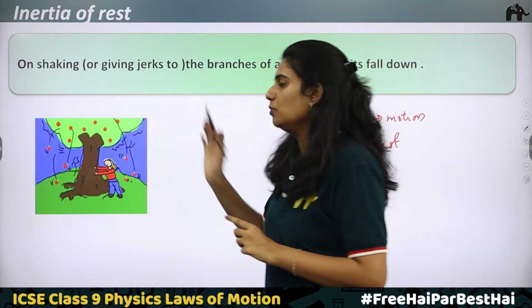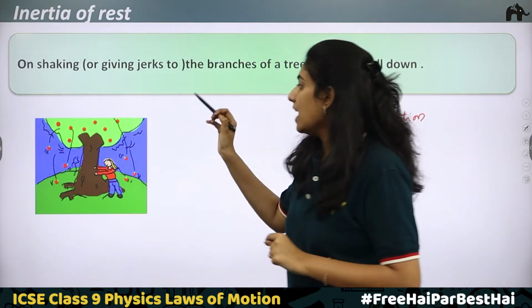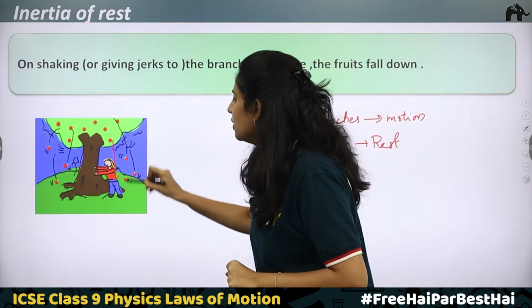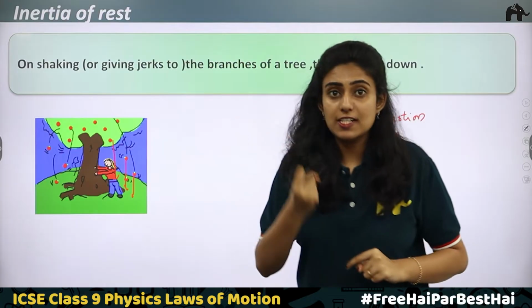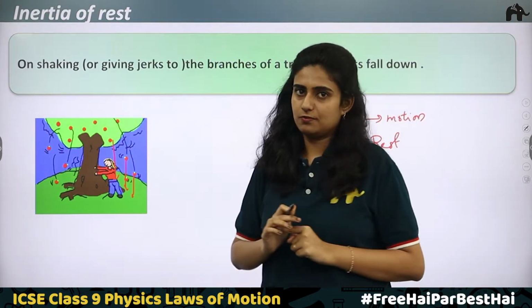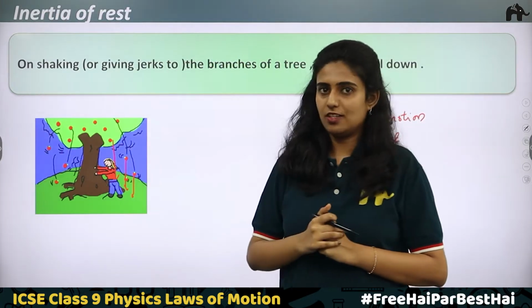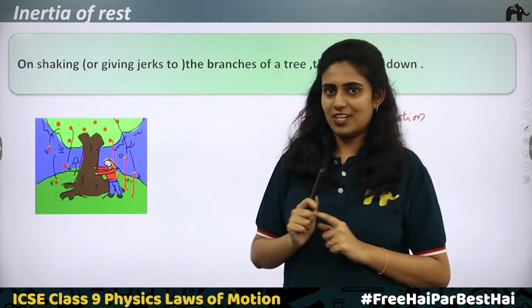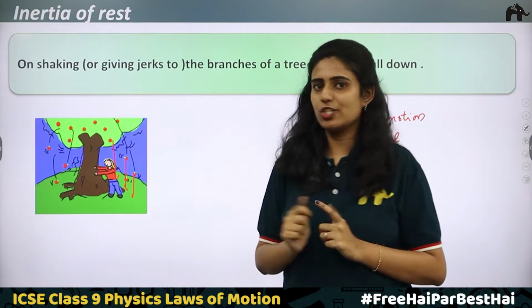The branches have started moving. Now what happens? Like the dust particles in the carpet, the earth will pull the fruit downward due to gravity, or due to earth's pull, the fruit will fall down. And you will be able to get the fruit. So you are getting fruit. Why? Because of inertia of rest. Here the phenomenon involved is inertia of rest.